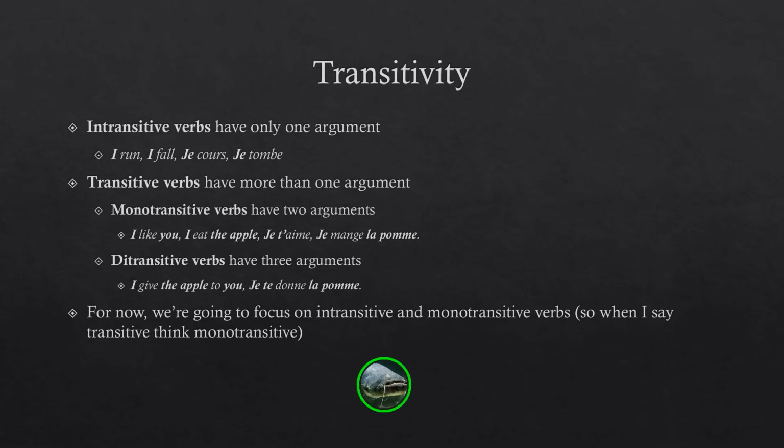Transitive verbs have more than one argument. We divide these into two types. The first are monotransitive verbs. They have two arguments. I, like you, I eat the apple. You can see I've highlighted the arguments in bold. In French as well, je t'aime, je mange la pomme.